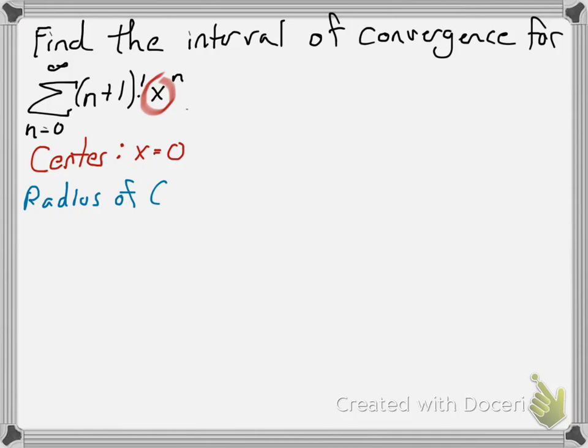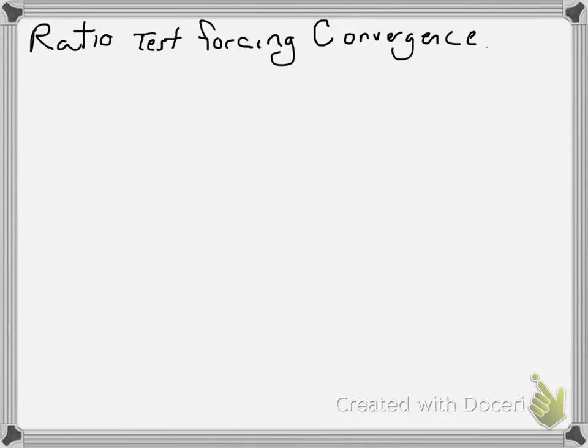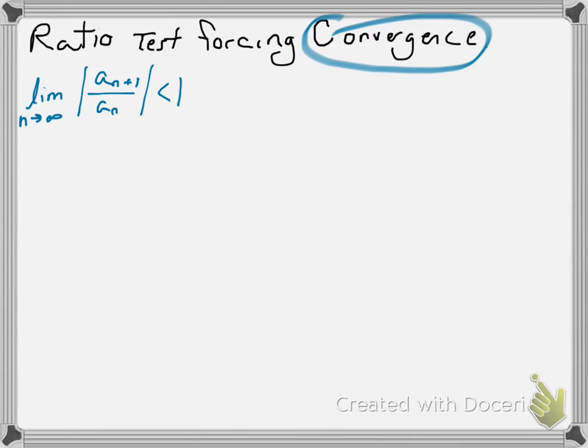Next up, radius of convergence. Well, the radius of convergence, again, we can find by thinking of the ratio test. So we're going to once again use the ratio test to force convergence. Well, the ratio test says take the ratio of the two terms, the n plus 1 term to the a sub n term. As we approach infinity, if we want it to converge, it needs to be less than 1. Same as last time.